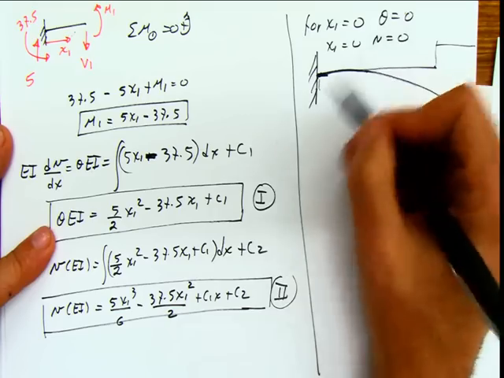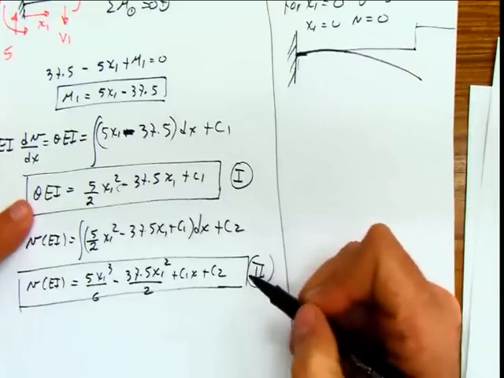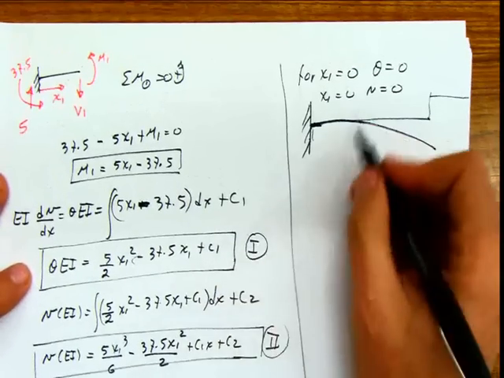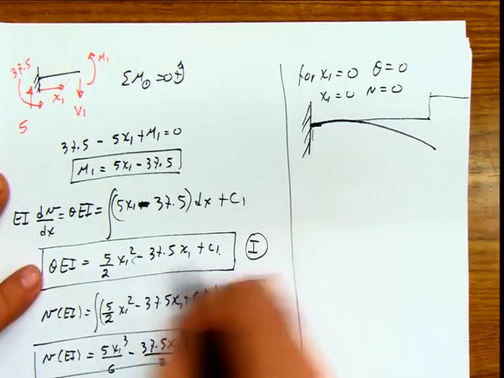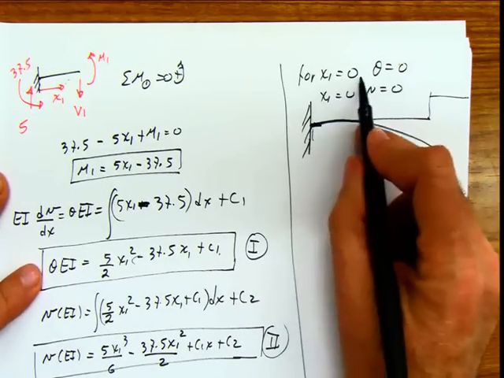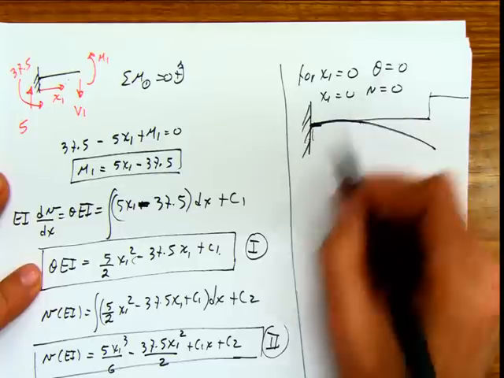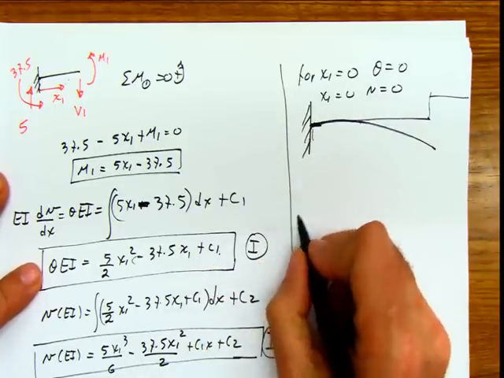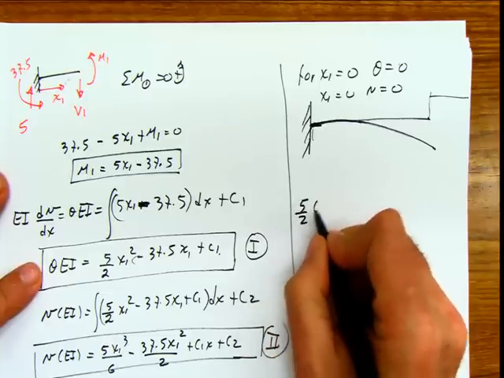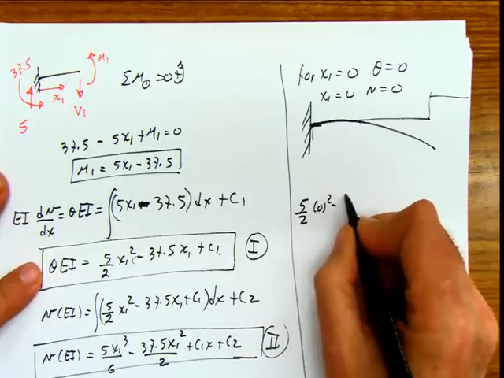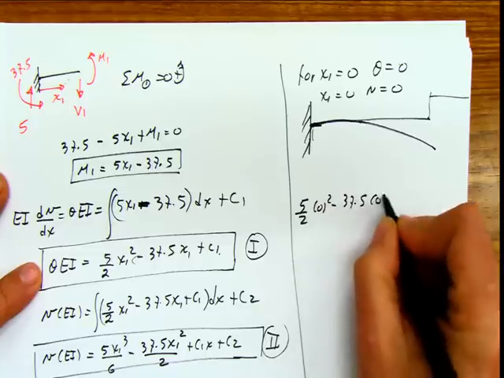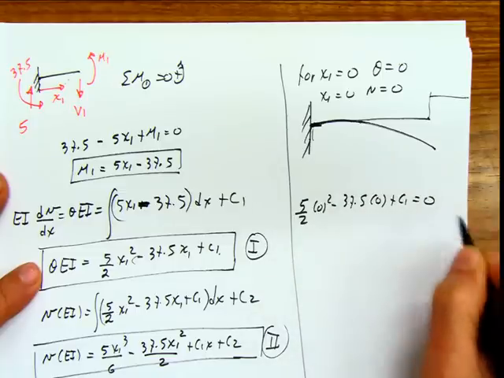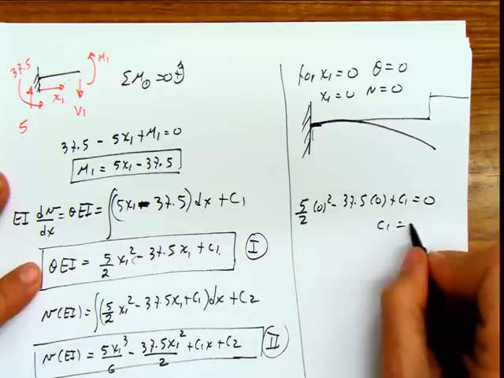And with this, I can plug this into here and get my boundary conditions in order to get my constants. So let's start with the first one. For x1 equals 0, my slope is 0. Let's put that into equation number 1. We have 5 half times 0 squared minus 37.5 times 0 plus C1 has to be 0. So C1 is equal to 0.